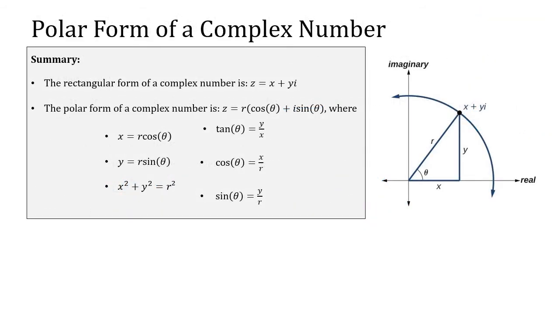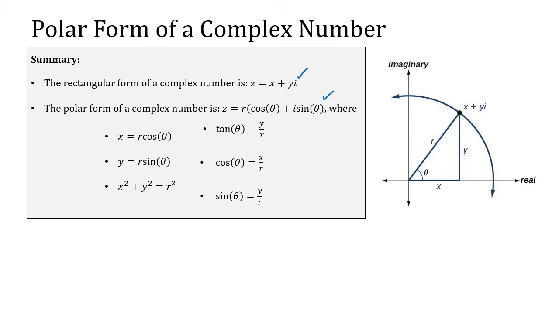All right, let's summarize now some of the things that we know. We know that the rectangular form of a complex number is z equals x plus yi. We know that the polar form of a complex number is z equals r times the quantity of cosine theta plus i times the sine of theta.